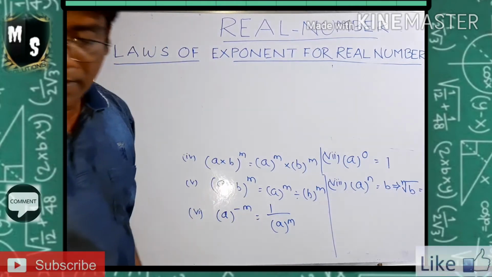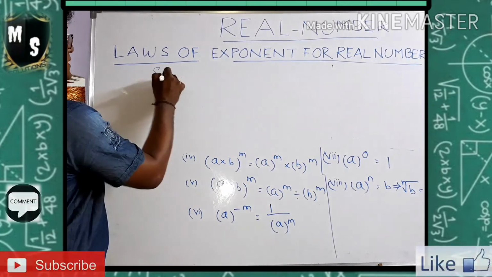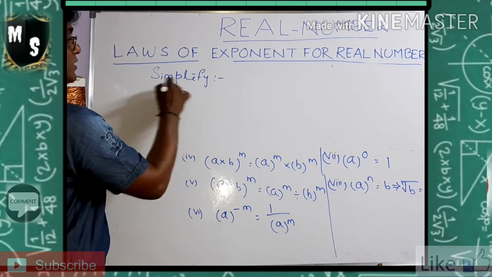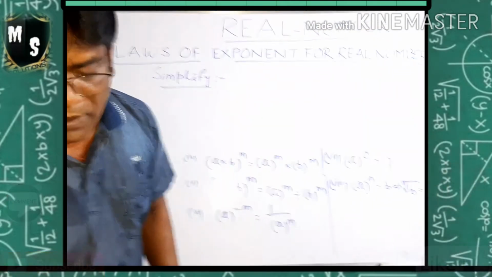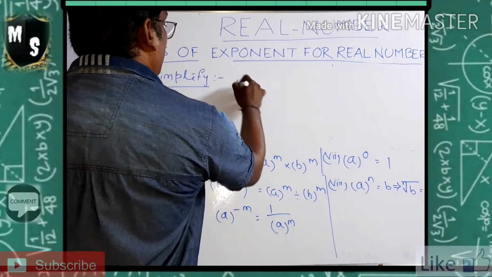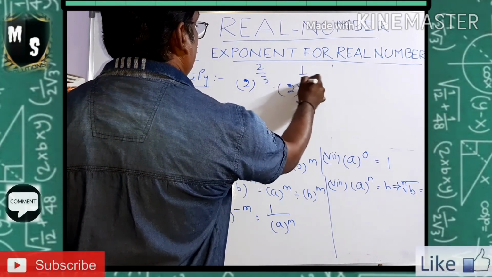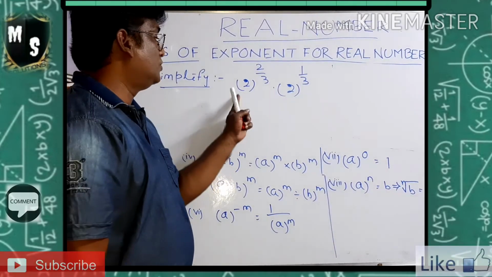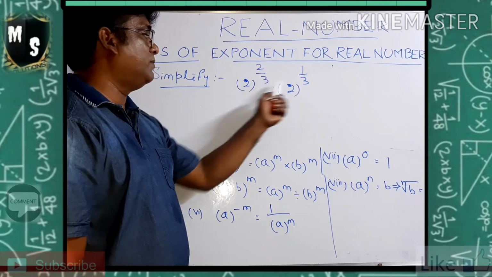See, it is in your textbook: simplify. You have to simplify and find the result. The question is written: 2 to the power 2 by 3 into 2 to the power 1 by 3. See how we can simplify them. We can simplify them because the bases are the same and the powers are different. It is 2 by 3 and 1 by 3, but the base is the same.